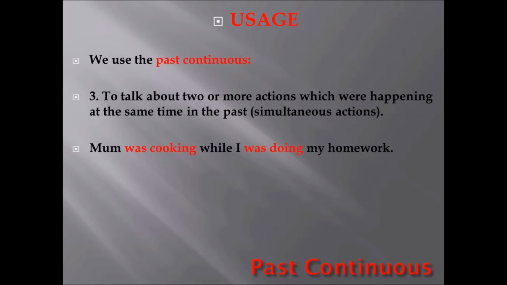Next, we use the past continuous to talk about two or more actions which were happening at the same time in the past. Simultaneous actions. Example, Mom was cooking while I was doing my homework. So as you can see, Mom and I were doing something at the same time.